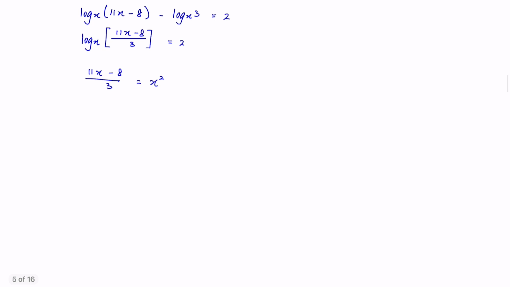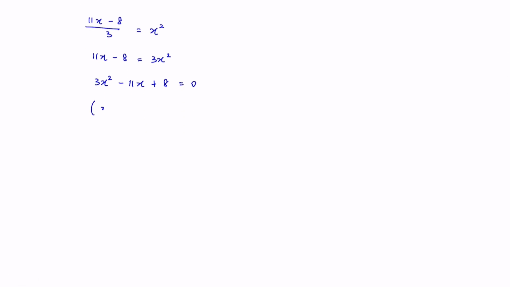So move the 3 to the right side. We will have 11x minus 8 equals 3x squared. And we rearrange it to get a quadratic equation, which is 3x squared minus 11x plus 8 equals 0. Factorize it, we would have 3x minus 8 and x minus 1 equals 0. So x would be 8 over 3 and x would be 1.